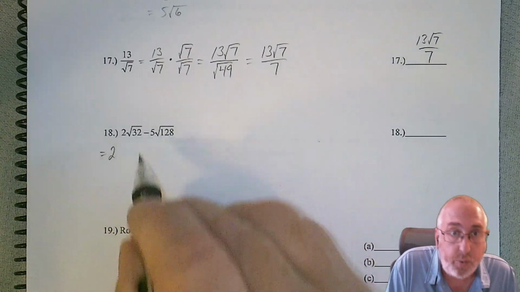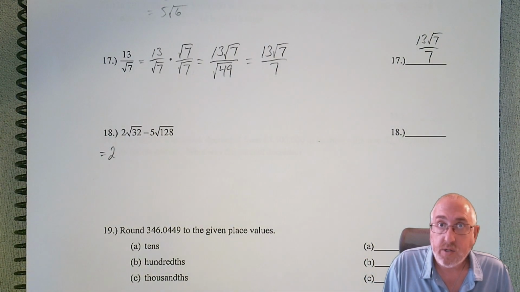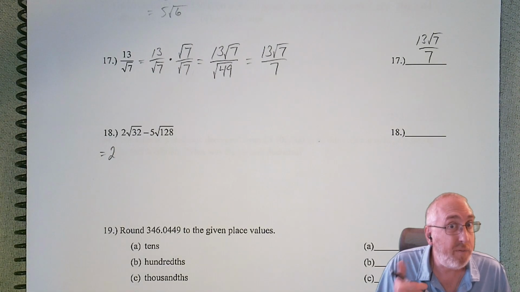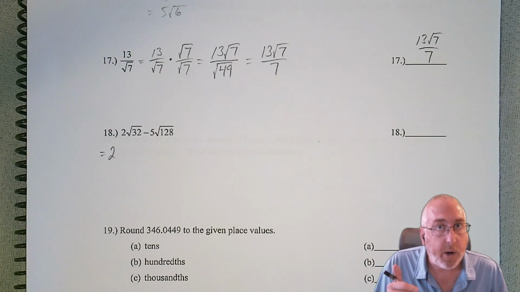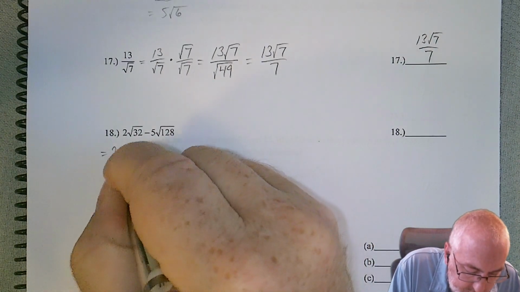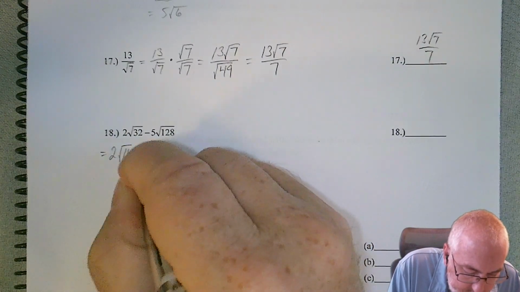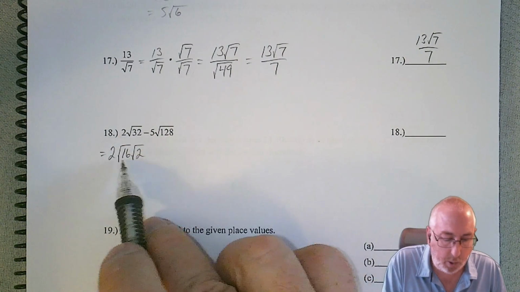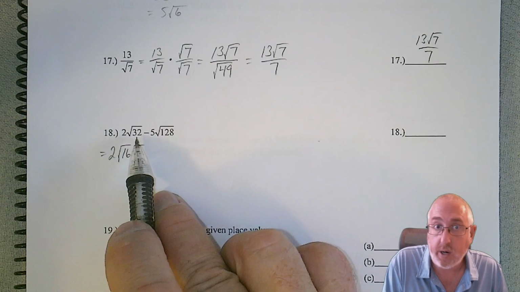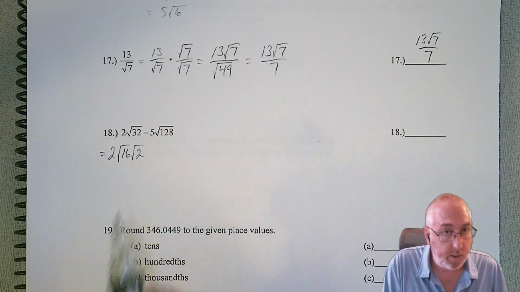Now, 32 has a perfect square factor of 4. 4 goes into 32 evenly, but there's a bigger one, and that bigger one is going to be 16. And then 16 times 2 is 32. So remember, these two always should multiply back together to get what you started with. So that's the key.